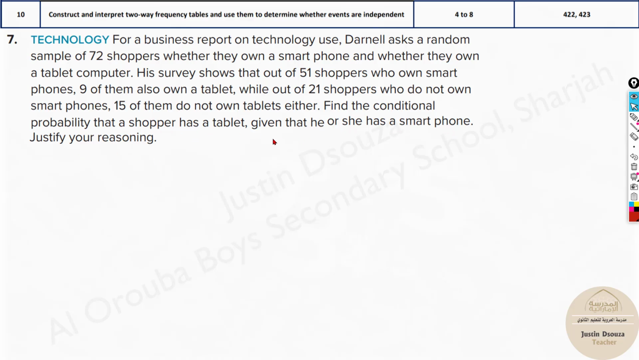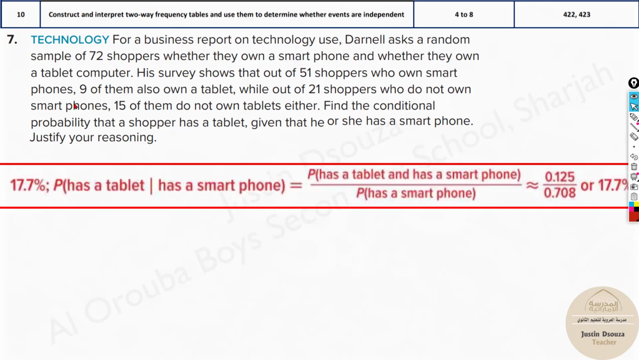Justify your answer. This is a conditional probability. We have done similar problems already many times before. Here the condition is given, whatever is after given, that is, has a smartphone. So that must be the condition. What is the probability? Has a tablet given that has a smartphone. So whatever is down must be down over here. Probability of having a smartphone.